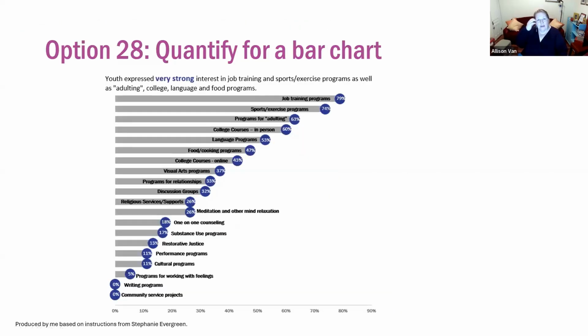Option 28, you can quantify for a bar chart. So this was from a series of interviews with youth about what kind of programs they were interested in. And we had a huge amount of data because we asked each youth about all of these different programs. And then they were able to rate it on a scale of interest. In order to make it much easier for people to digest, for this particular graph, we focused only on those things that youth were very strongly interested in. So these percentages reflect those that had the highest enthusiasm within the Likert scale.